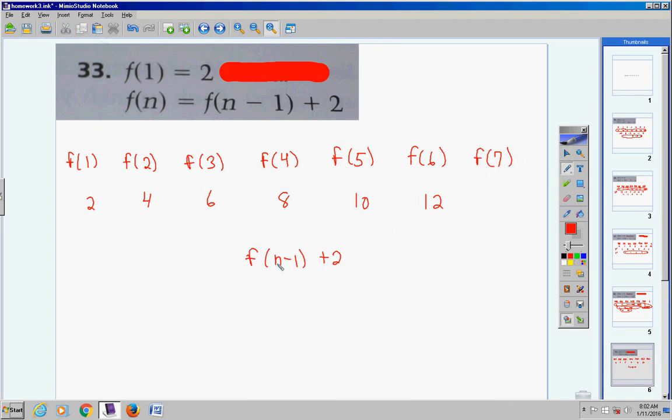Put a 7 right here for n. 7 minus 1 is 6. F of 6 is 12. Bring down your positive 2. 14. So there we go. We found the first 7 values. Now let's find the first differences.